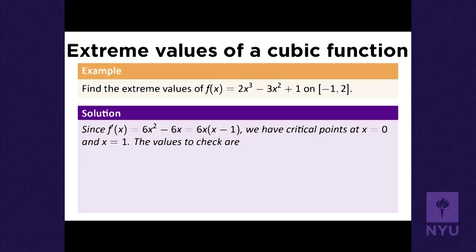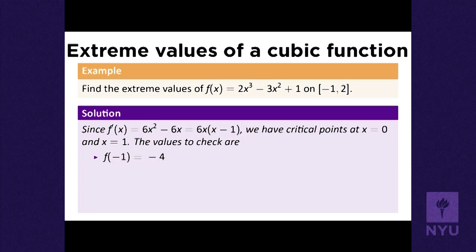Any other critical points? Well, there's no places where the derivative is not defined. So the only places where there are critical points are when x is 0 and x is 1. Negative 1 and 2 are not critical points. They are endpoints. We need to check all four of those, then: negative 1, 0, positive 1, and 2. Okay. So now we have to evaluate. f of negative 1, I did all the algebra for you here, which is nice of me.